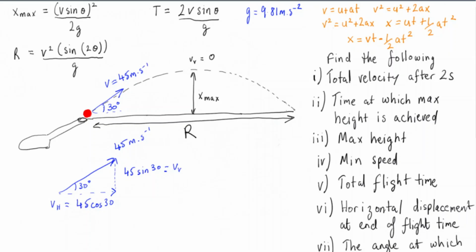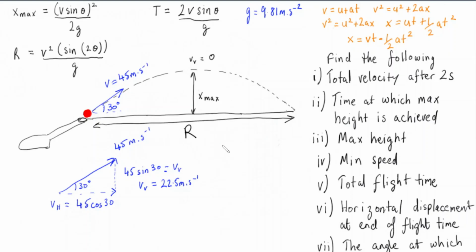Now, we're looking for the total velocity after 2 seconds. Now we need to work out what our vertical velocity will be after 2 seconds, because we know our horizontal velocity is going to remain consistent throughout the entire motion. So what we need to find out is v at 2. We know our initial velocity is vv, so we can write that as vv is equal to 22.5 meters per second.